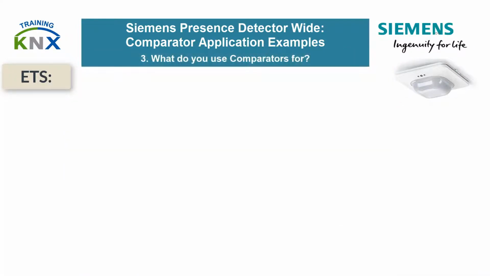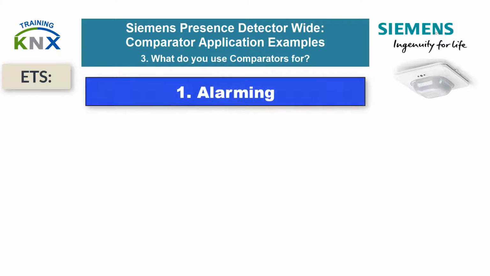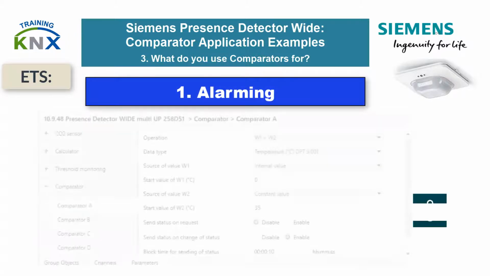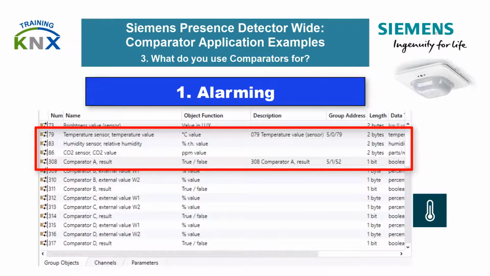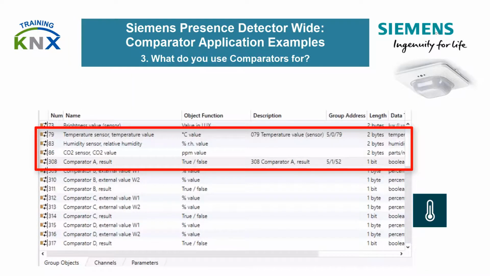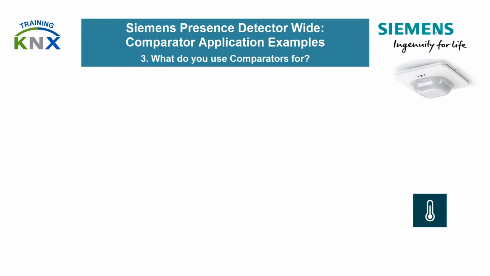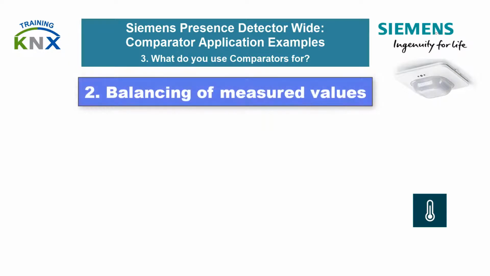For which applications are comparators ideal? 1. Comparators are applicable for alarms. The exceeding or falling below of absolute limit values is signaled when the existing control systems are no longer sufficient or have even failed.